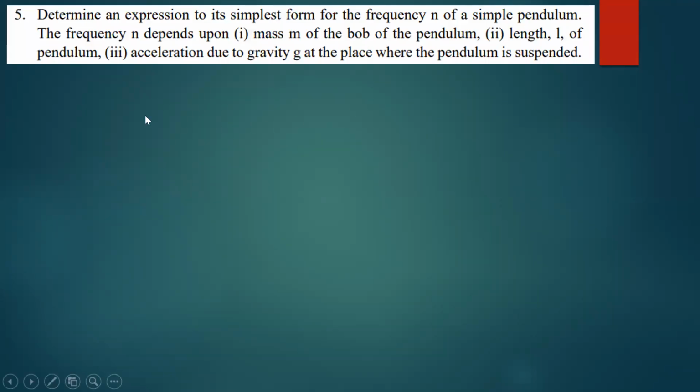The question says, determine an expression in its simplest form for the frequency n of a simple pendulum. The frequency n depends upon the mass of the bulb of the pendulum, the length of the pendulum, and the acceleration due to gravity at the place where the pendulum is suspended.